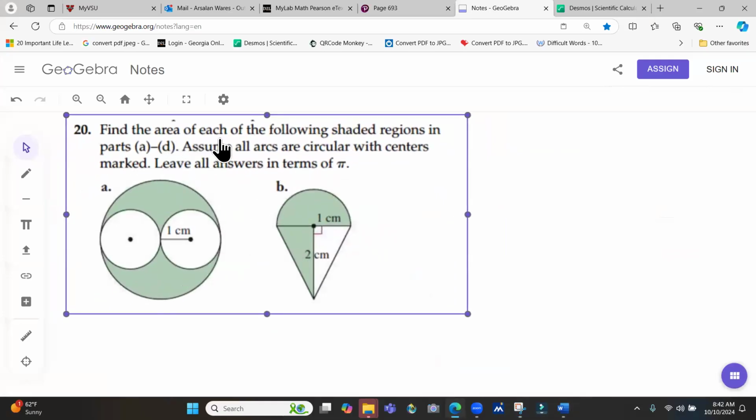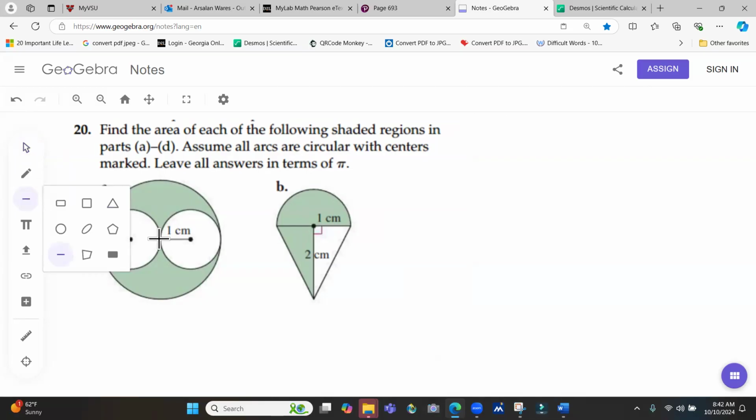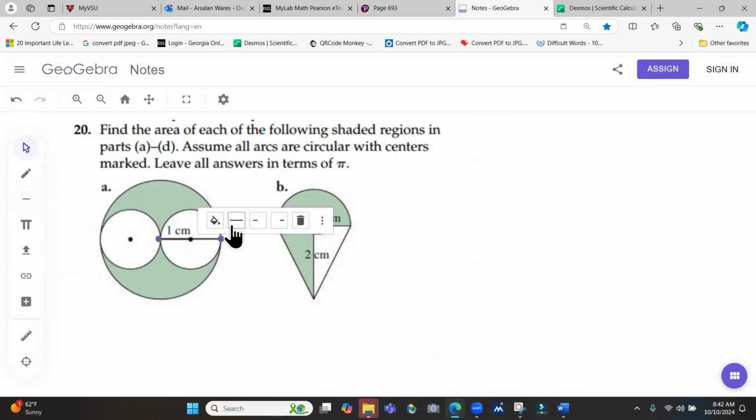Find the area of each of the following shaded regions in parts A through D. Assume all arcs are circular. Leave all answers in terms of pi. I'm going to work on A first. Okay. In figure A, I have a large circle and two little circles inside. If the radius of the little white circle is 1, the radius of the big green circle has to be 2. I'm going to make this red so that it stands out. The radius of the big circle, which is partially shaded green, is 2.